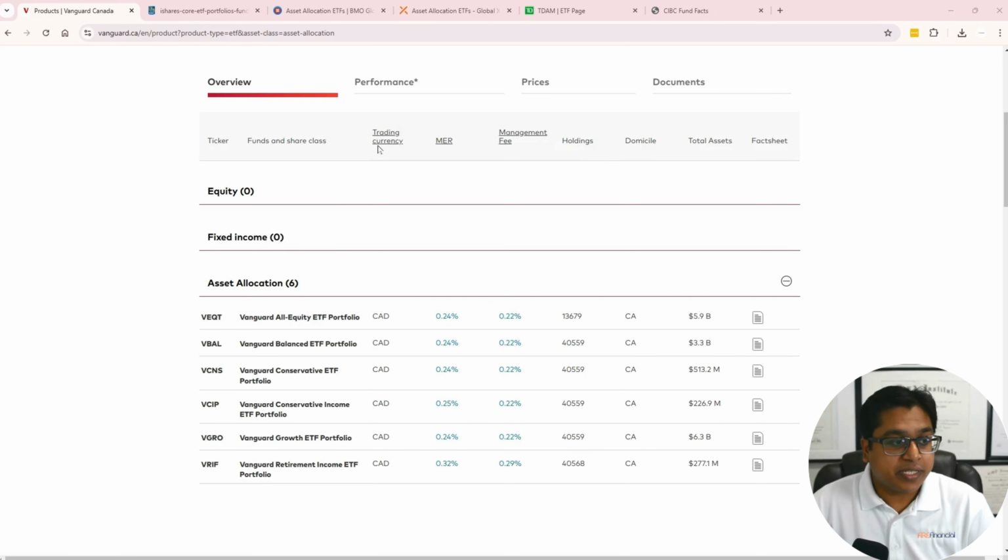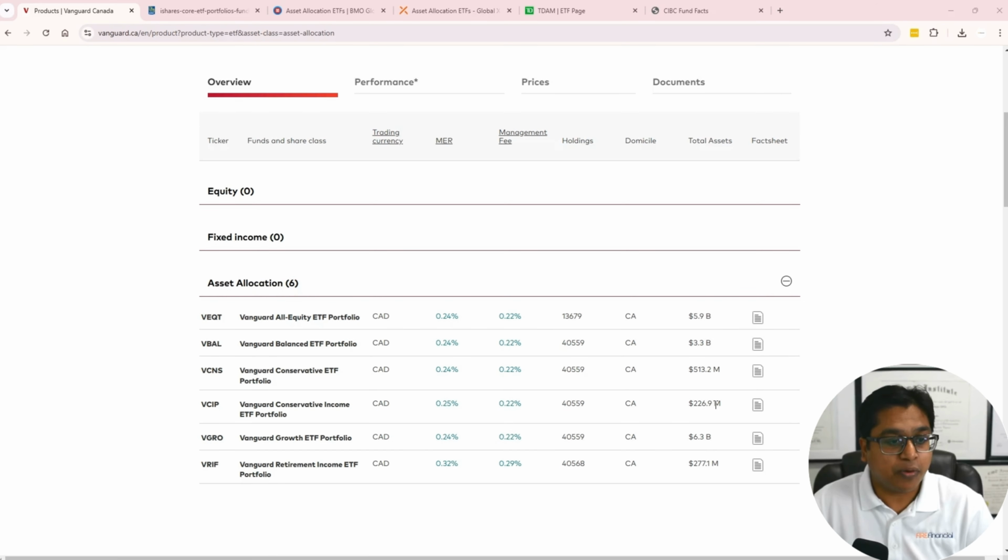Now, as you can see, these are all in Canadian dollars. They are traded in the Canadian stock market. MER is the amount of fees that you pay to Vanguard to manage this fund. This is the fee you will be paying every single year. If you go to the right side, you will see the size of each fund. The largest fund is the growth ETF portfolio, which is over $6 billion.